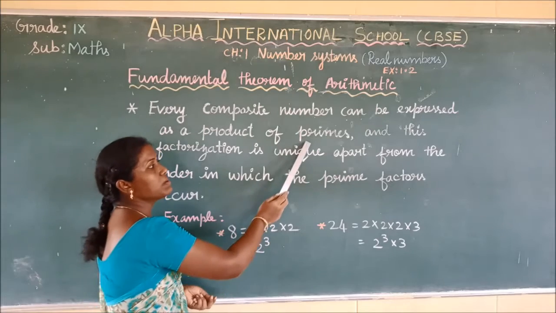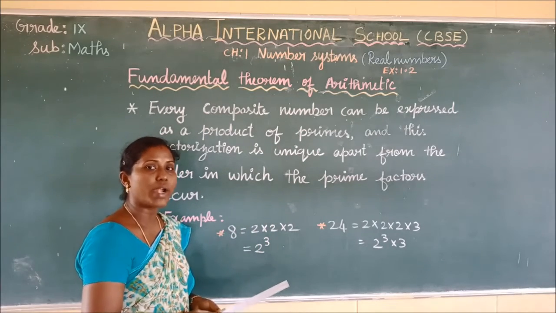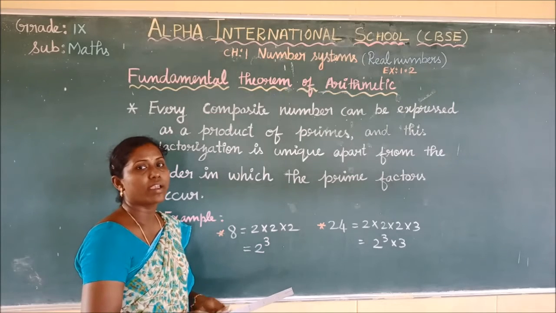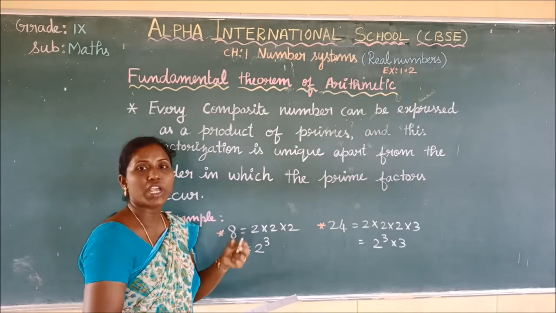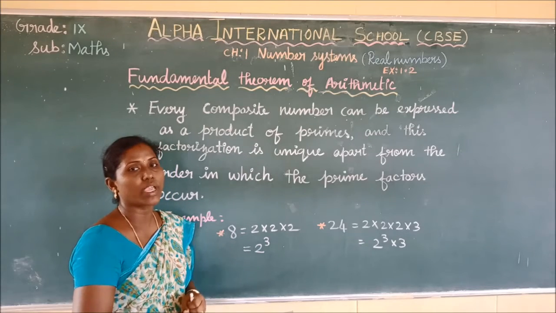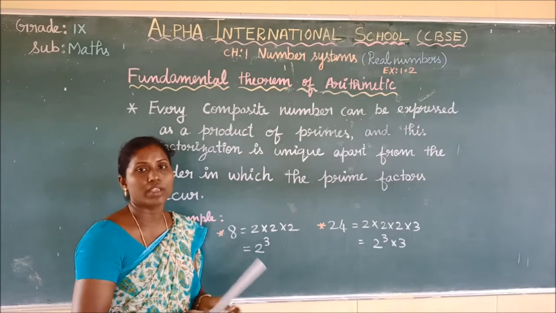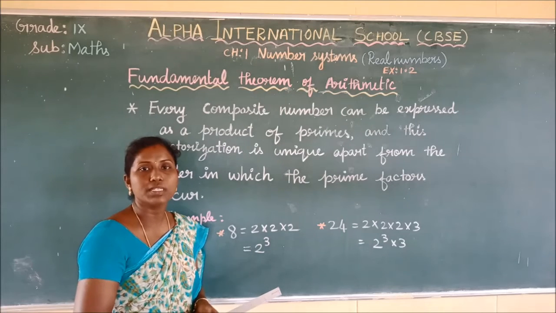What is a prime number? The number which has only the factors 1 and the same number. In other words, we can say the number which can be divided only by 1 or the same number is called a prime number. So from 1 to 10, tell me some examples of prime numbers. 1 to 10, tell me all the prime numbers. What are they?